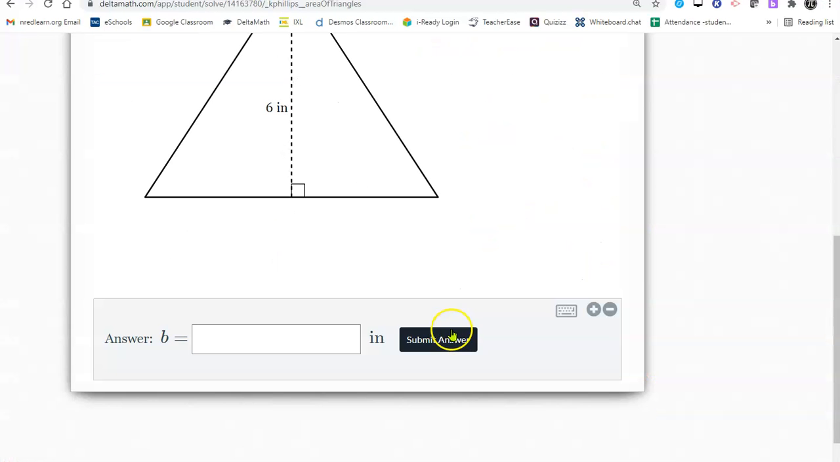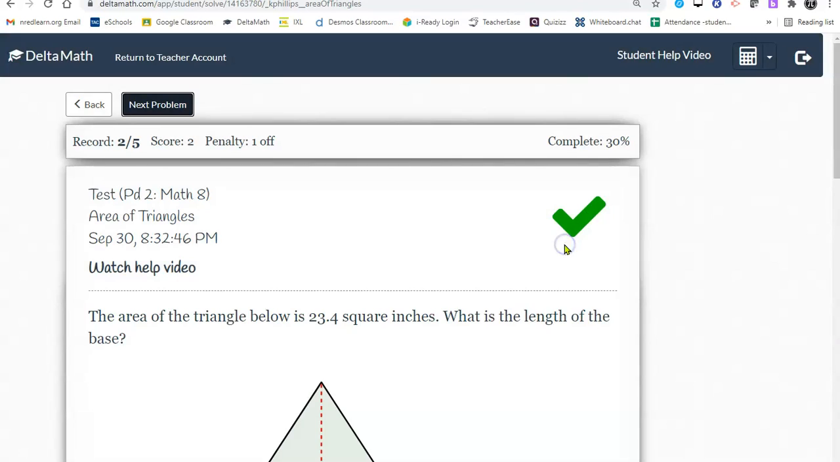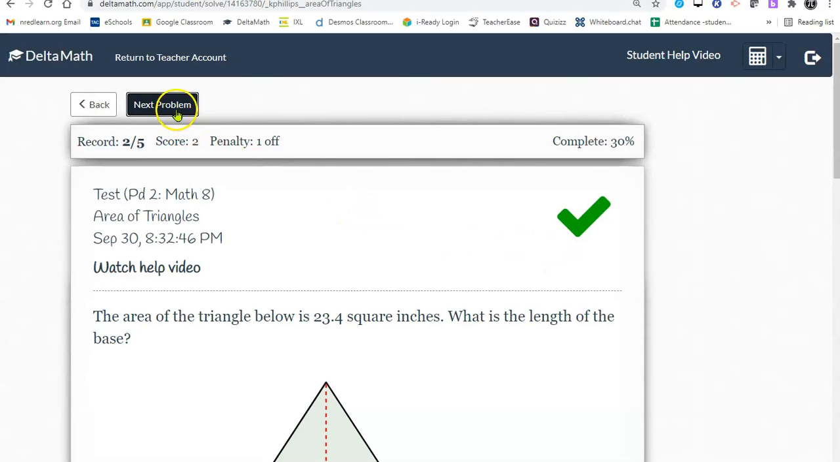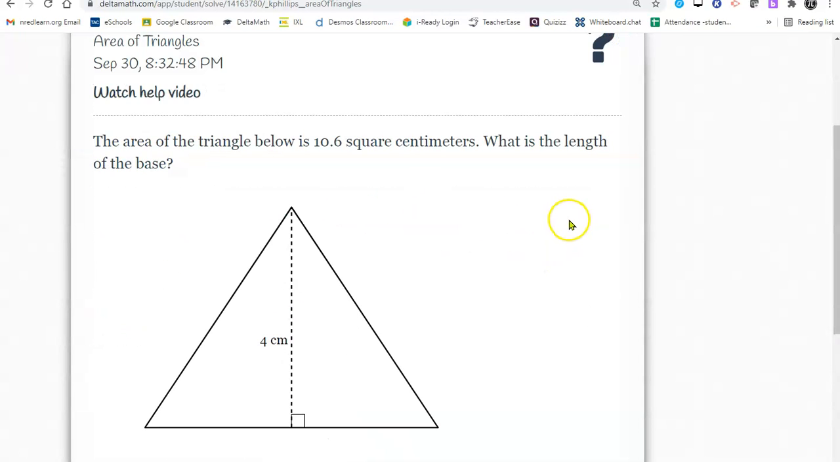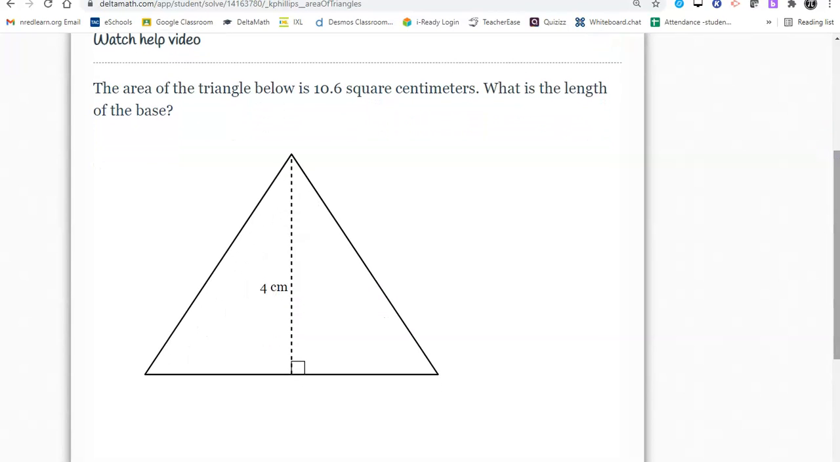So I'm going to go back to my DeltaMath, and I'm going to put, what was it again? 7.8. I'm going to put 7.8 inches in here. We did it! All right, one more. The area of the triangle below is 10.6 square centimeters. What is the length of the base? This is exactly like the last question.